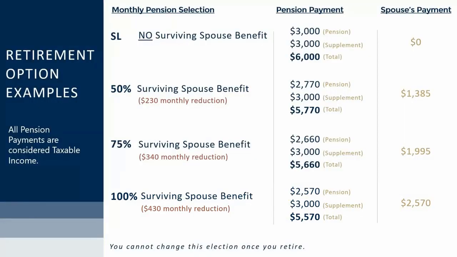One important note on this, and this is very important when you have to make these decisions, is that you really have to think about it. There's no one size fits all on these joint and survivor options. You really need to sit down and talk it out with your spouse. Some people have life insurance policies, some don't. You cannot change this selection. So once you make this selection at retirement, it cannot be changed.